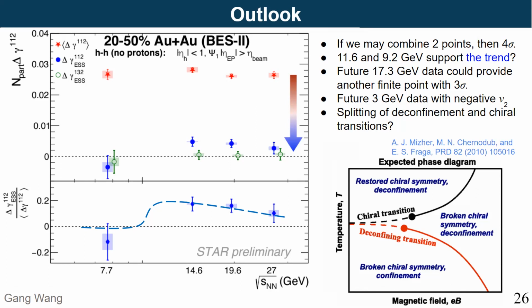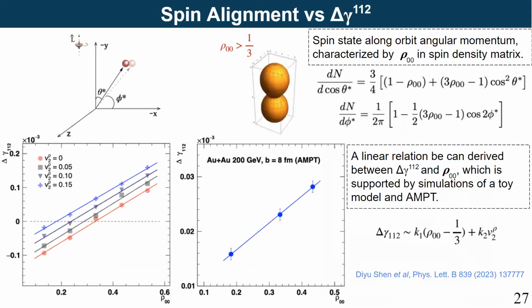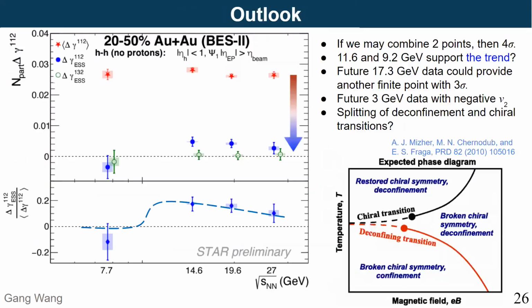And for the explanation, one possibility is that deconfinement and the chiral transition may happen at different times or different temperatures, or in the same collision, one is there and the other is not, due to some physics. So the rest are not important, so I'll just stop here.